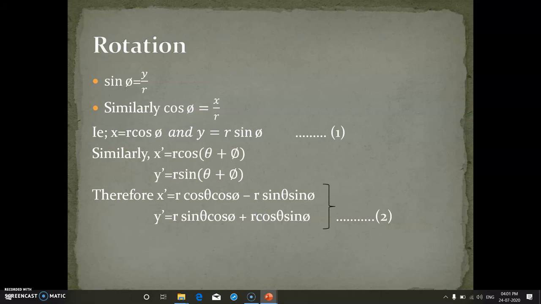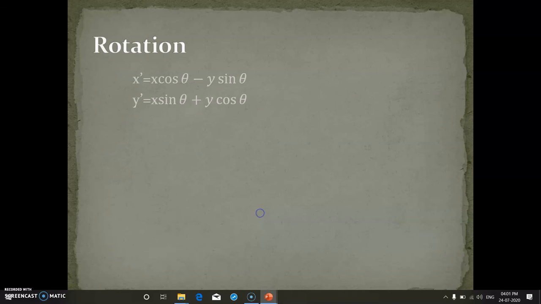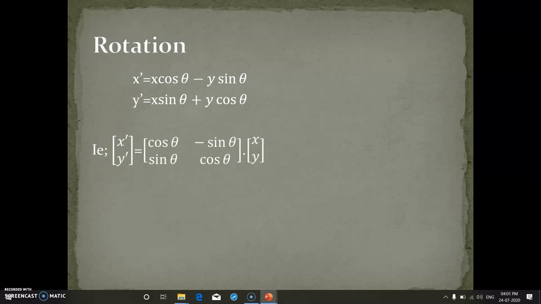Now, when we substitute 1 in 2, we get x dash is equal to x cos theta minus y sine theta and y dash is equal to x sine theta plus y cos theta. This is our equation for finding the new coordinates of rotation. In matrix form, [x dash, y dash] is equal to [cos theta, minus sin theta; sin theta, cos theta] into [x, y]. That is, P dash is equal to R into P.